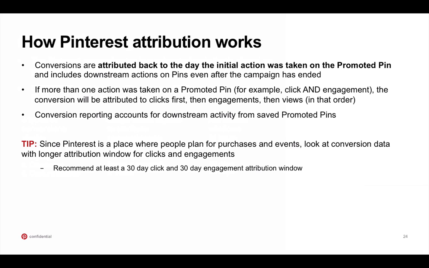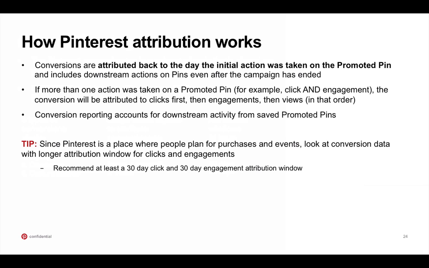If one or more actions were taken on a promoted pin, for example, if someone clicked on it and saved it, the conversion will be attributed to the click first, and then if there was no click, it would be attributed to the engagement, the save or close-up. And then if there was no save or close-up, then the view, in that order. And it will respect the attribution windows that you set for each of these actions. We will not report the same conversion for 2 actions. We'll always select just one.